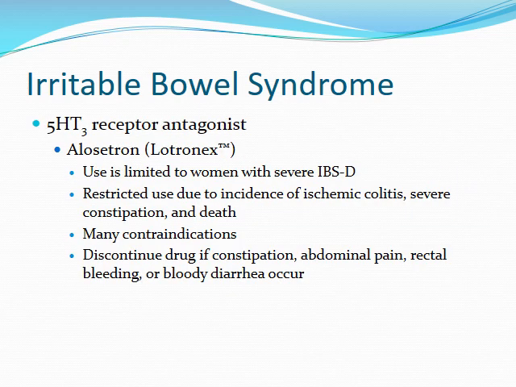For IBS with diarrhea, we also have another new drug. It's a 5-HT3 receptor antagonist called alosetron or Lotronex. Again, this one is also going to be limited to women with severe IBS with diarrhea. Again, we see issues with ischemic colitis, and can see severe constipation and death in some cases. So again, lots of contraindications here. So it's really relegated to those female patients who are unresponsive to all the other medications.